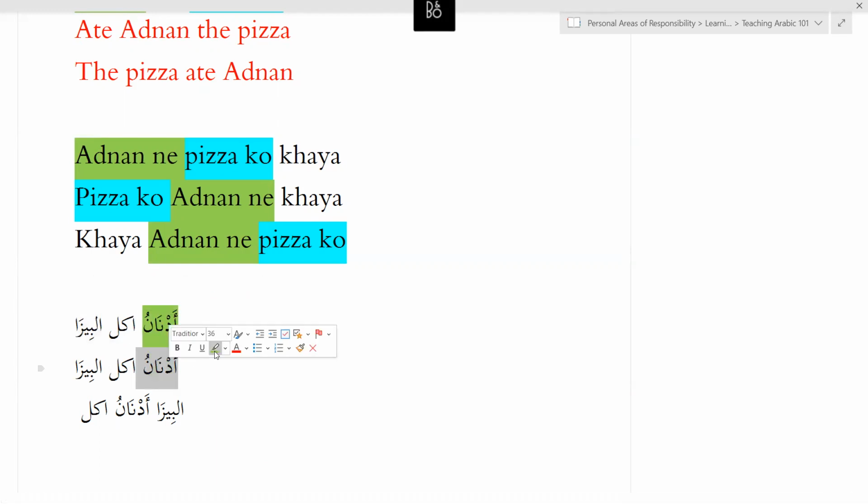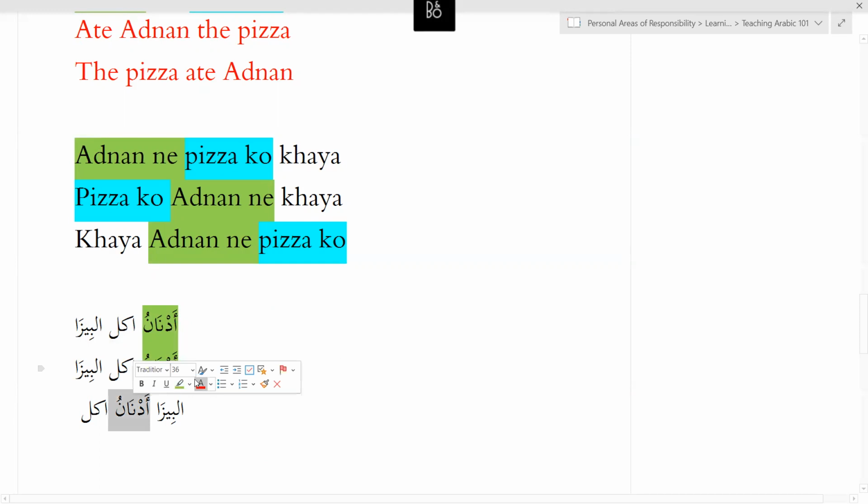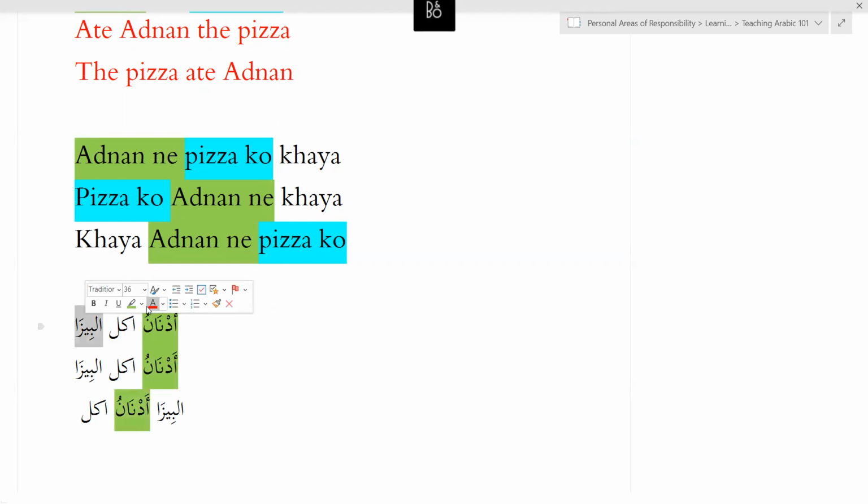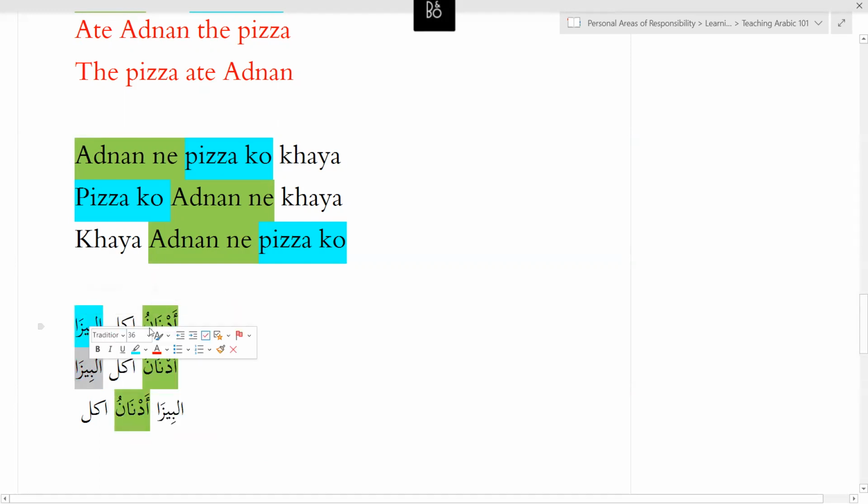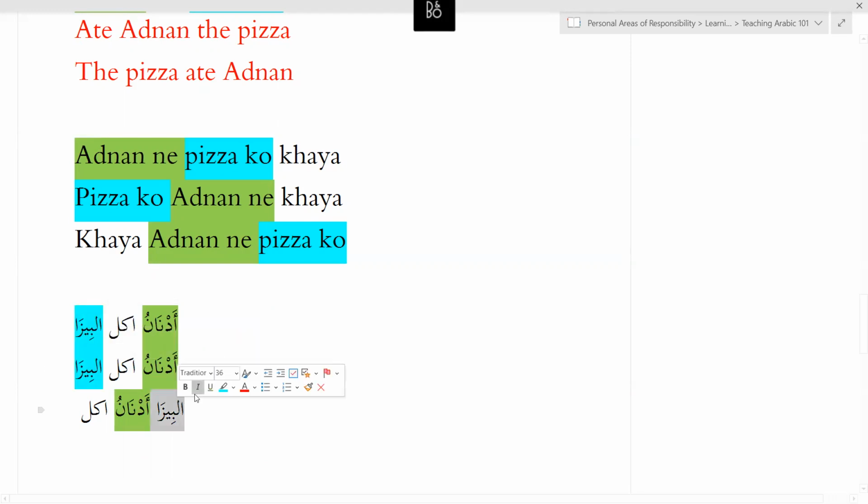So here we have Adnanu here. Al pizza is this. Okay, so like Urdu, I can move stuff around in Arabic. What gives you the clue that it is the subject? It is the u. What gives you the clue that it is the object or it is done to? It is the a. So think of this as Urdu. You can move stuff around in Arabic.